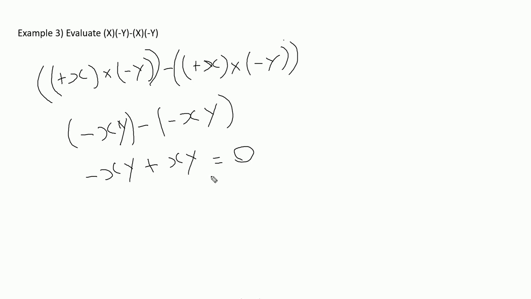Because these are like terms, xy is the same as xy. So this is like writing minus 2 plus 2. These are the same thing. So a negative version plus a positive version gives you 0.